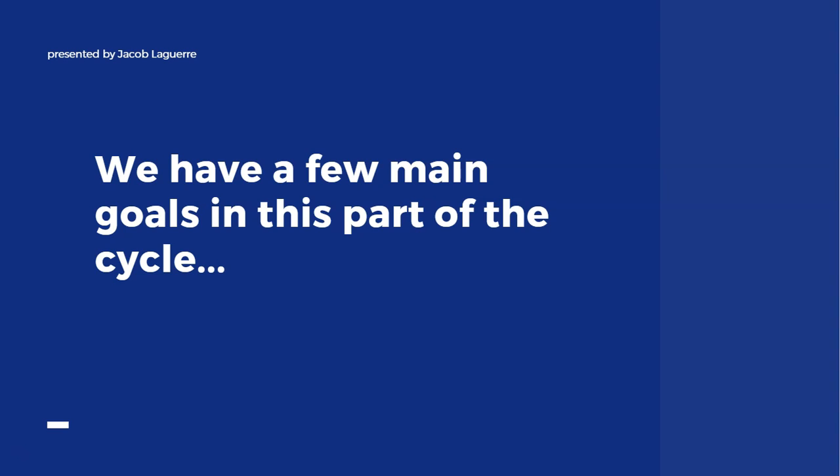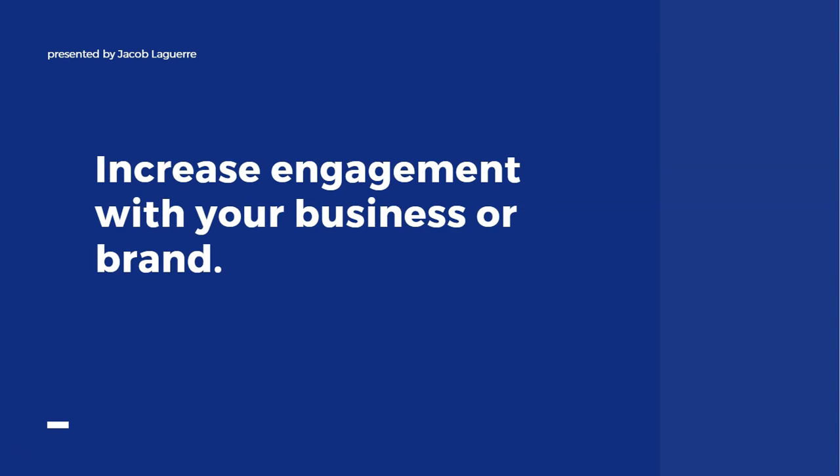So there are a few main goals we have when it comes to social influencing. One of the things we want to do is increase the engagement with our business or brand. So we're definitely paying attention to the social signals, like post reactions. Are they liking our stuff, are they commenting, are they sharing it? We want them to engage with us so that they can see us as an authority.